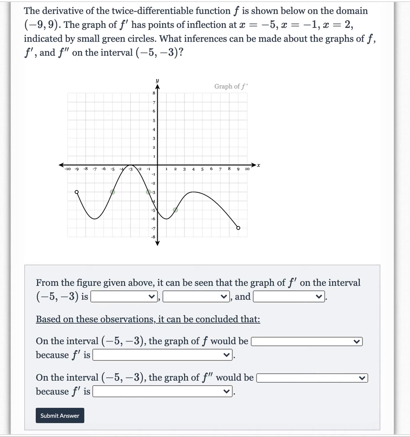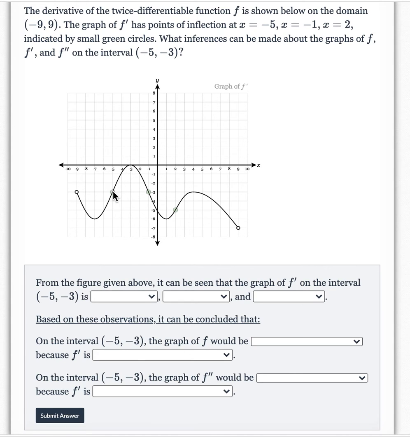Now we're going to make and draw some inferences related to the graph. Please remember, in this case, I was given f prime. So this is the graph of x versus the slope. Okay? So from this figure above, the graph of f prime, we're going to focus between negative 5, which is here, and 3. Negative 5 and 3.